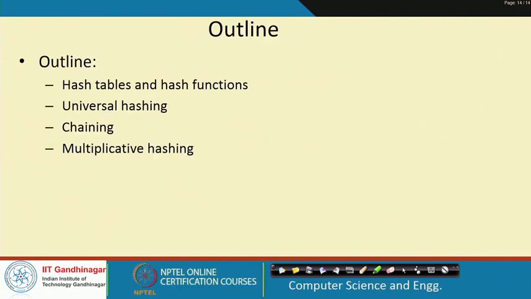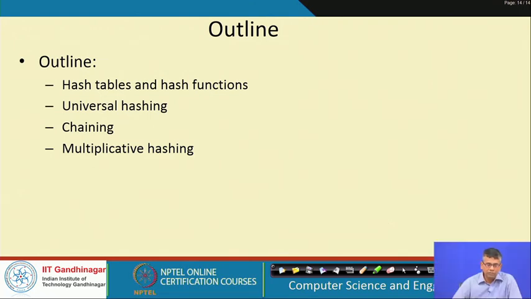The outline of today's lecture will involve looking at hash tables and hash functions. While this might be something that you have touched upon in your undergraduate algorithms class, we will go into it in a little more detail. We will first see what makes a good hash table, what makes a good hash function, and in order to define this well, we will introduce the concept of universal hashing.